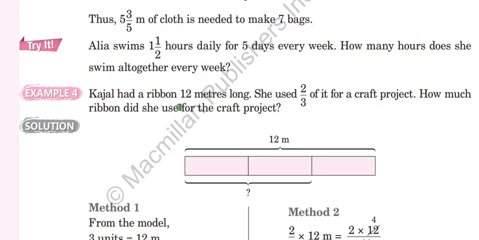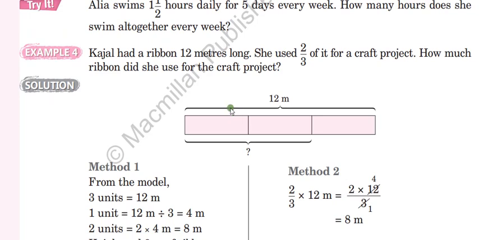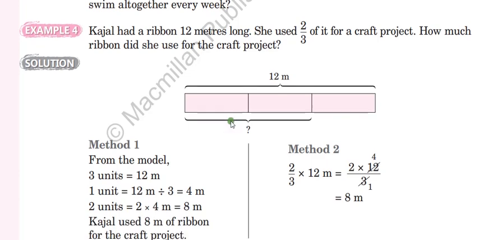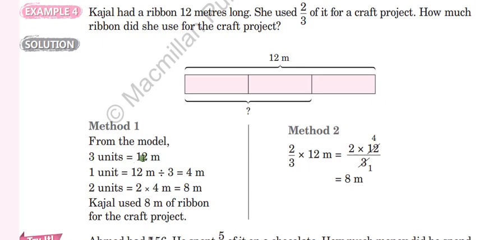Now we come to example number 4. Kajal had a ribbon 12 meter long. She used 2/3 of it to craft a project. How much ribbon did she use to craft the project? Now here, the total length of the ribbon is given, which is 12 meter, and 2/3 she has used to craft a project. And then how much ribbon she used to craft a project. The first method says that 3 units is equal to how much? 12 meter. So 1 unit will be how much? 4 meter. Simply we have to divide it.